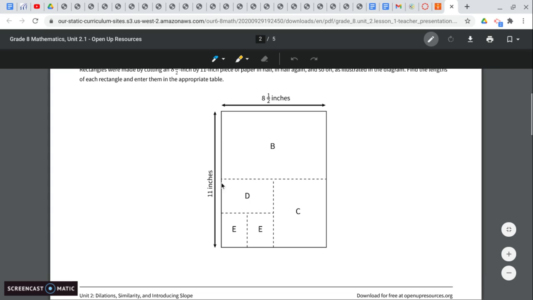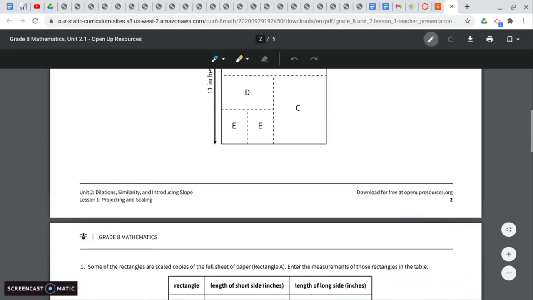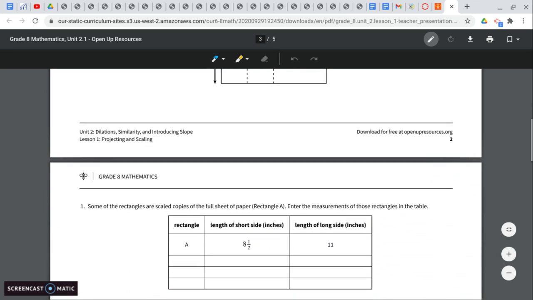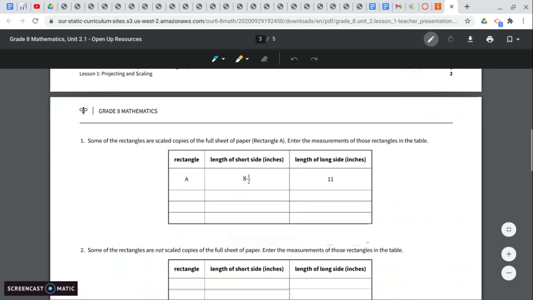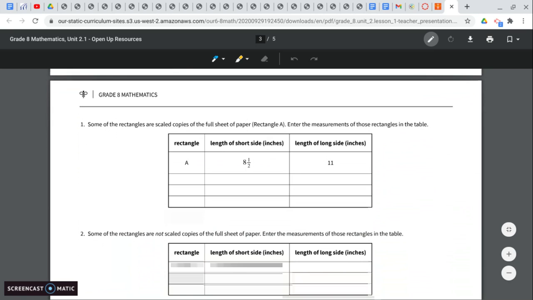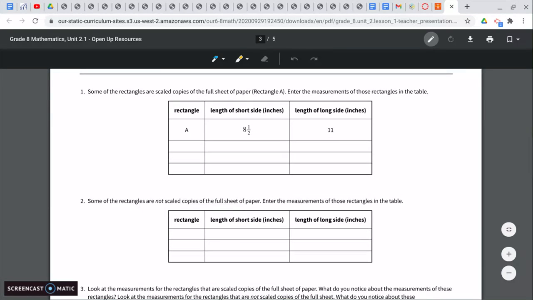We've got rectangle B here was cut in half. Then we fold that in half again to get C, and then folded in half again to get our D, and then folded in half again to get E. So we've got all these different figures. So some of the rectangles are scaled copies of the full sheet of paper rectangle A. Enter the measurements of those rectangles in the table. Some of the rectangles are not scaled copies of the full sheet of paper. Enter those measurements for the rectangles in this table.